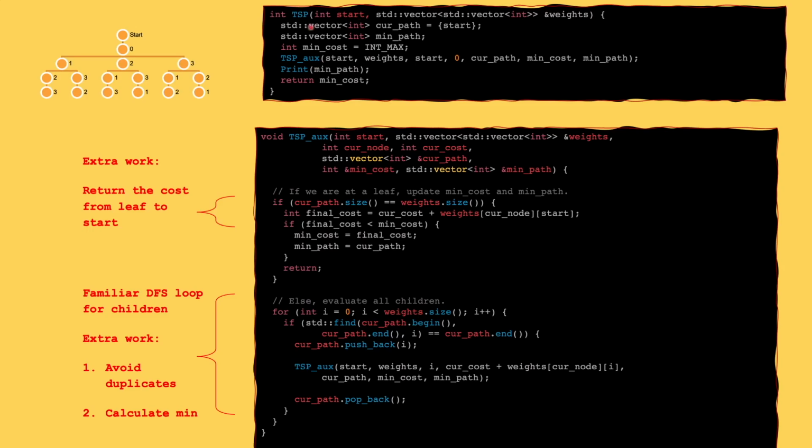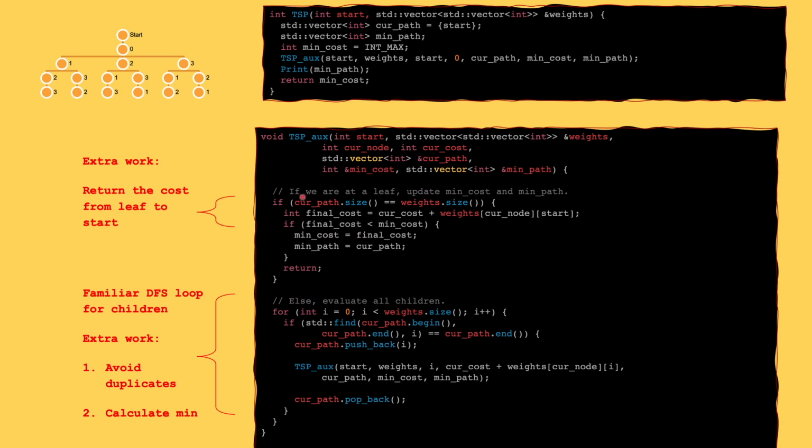Our top-level function has two parameters, the start node and a two-dimensional vector representing the cost of traveling between each two cities. Our auxiliary function has some extra parameters: current node, the node that we are working on; current cost, the cost of coming to that node; and current path, the path from start to that node; and then two other parameters that keep track of minimum cost and minimum path at the leaves.